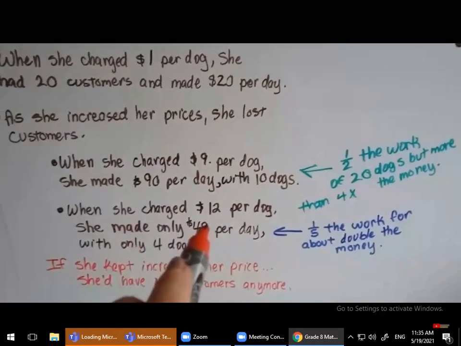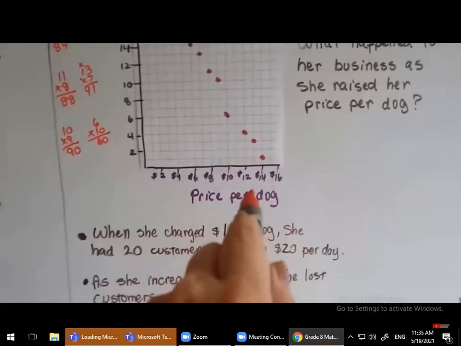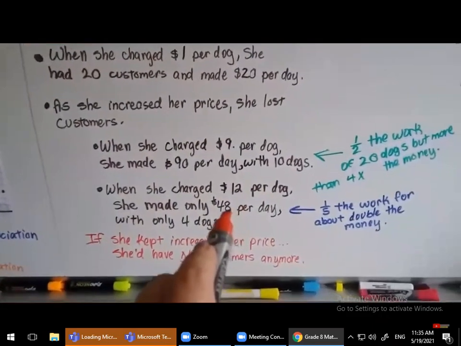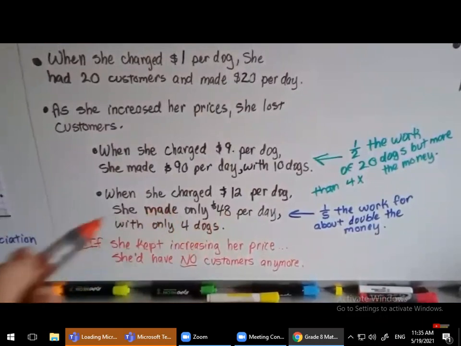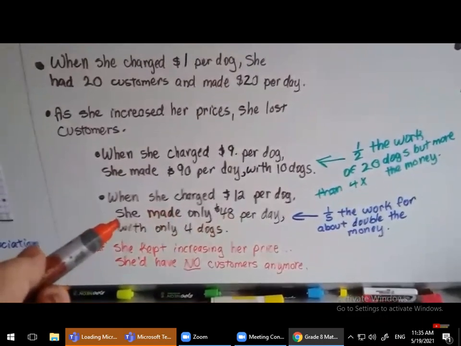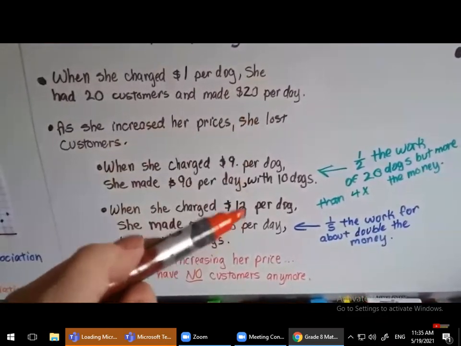When she charged $12 per dog, she made only $48 because she dropped down to 4 customers. See that? So now she wasn't making as much. She was doing 1/5 of the work with only 4 dogs instead of 20, and she was making about double the money. Instead of $20, she was making $48, a little more than double.